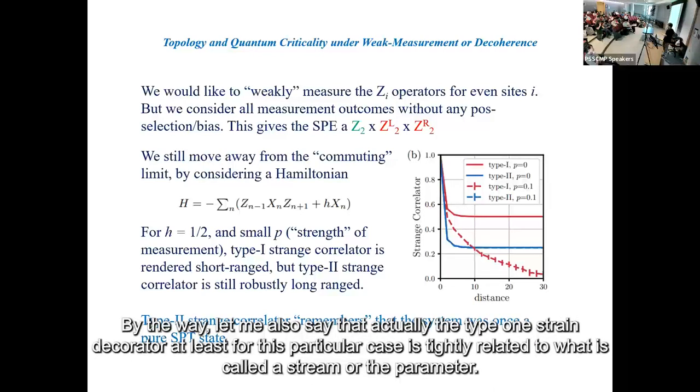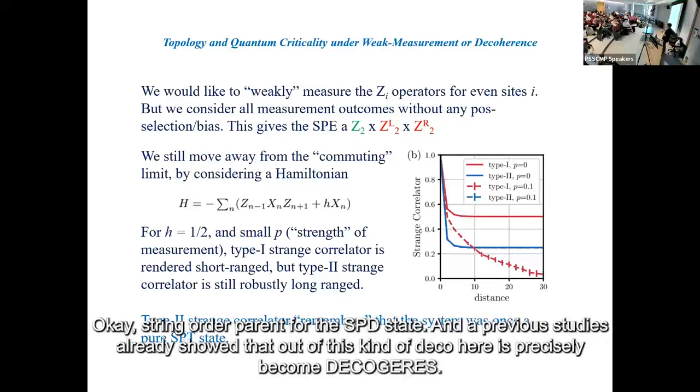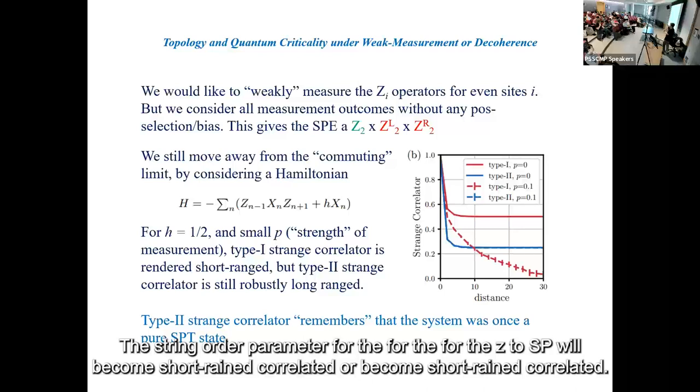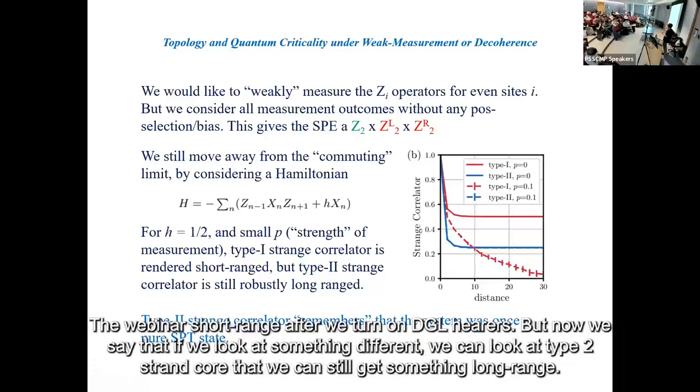By the way, let me also say that the type 1 strain correlator, at least for this particular case, is tightly related to what is called the string order parameter for the SPT state. Previous studies already showed that under precisely this kind of decoherence, the string order parameter for the Z2 cross Z2 SPT will become short range correlated after we turn on decoherence.